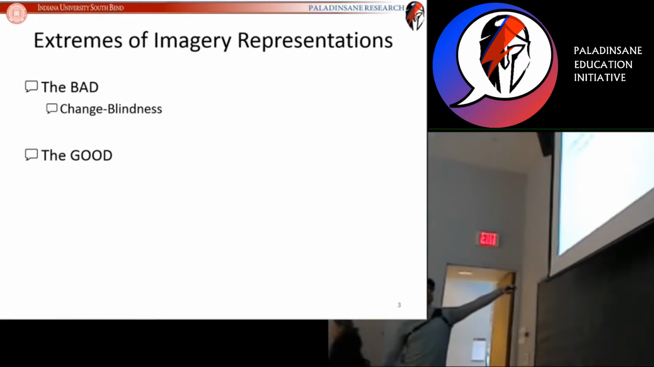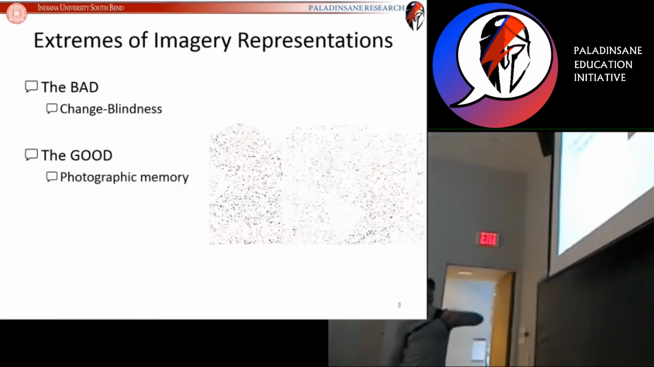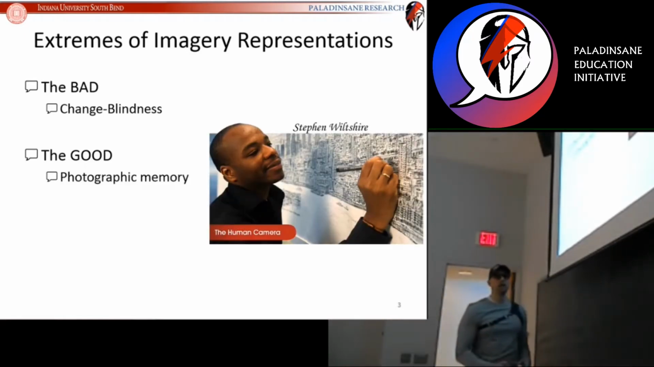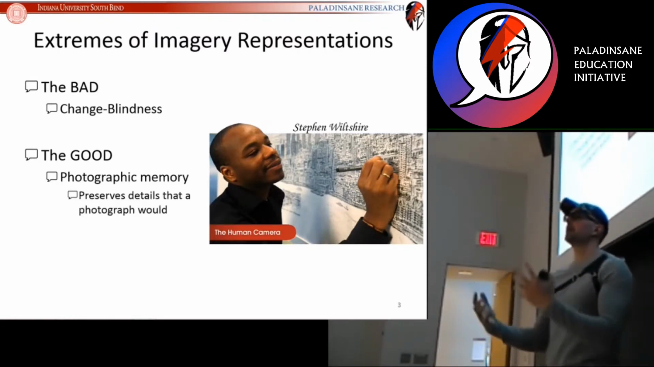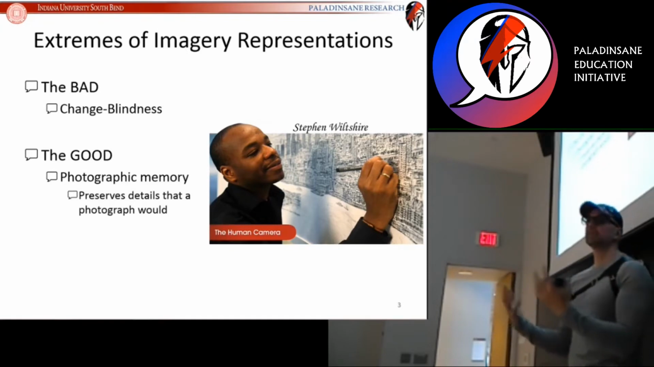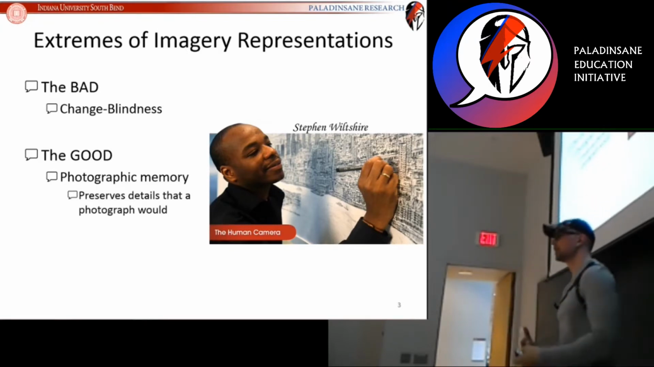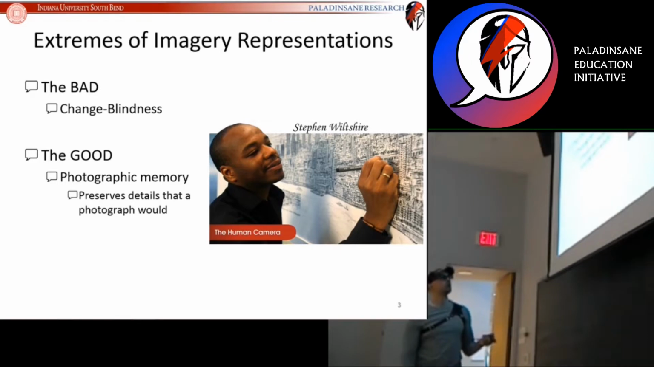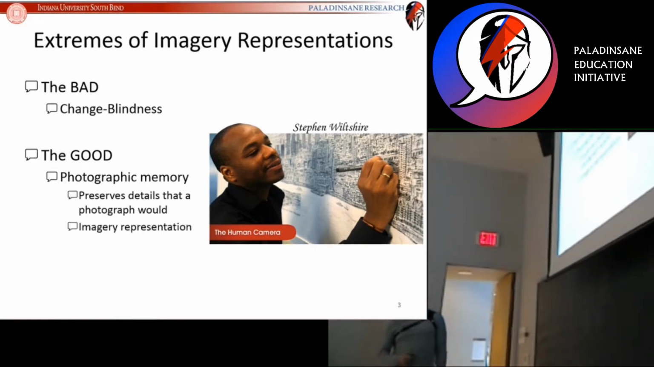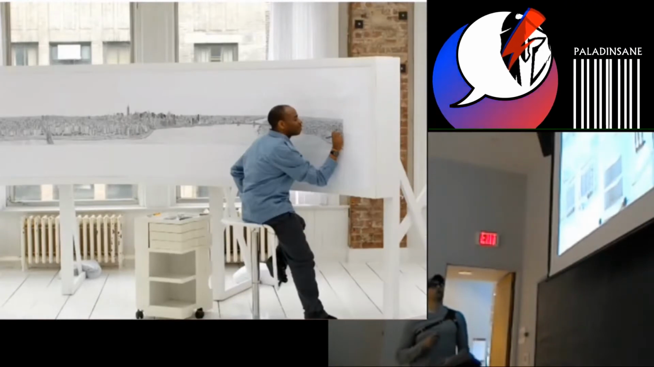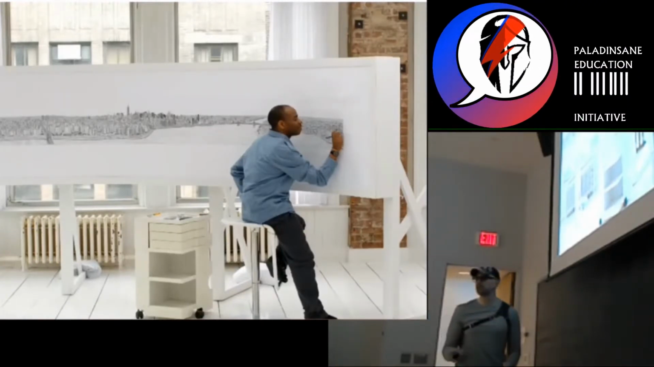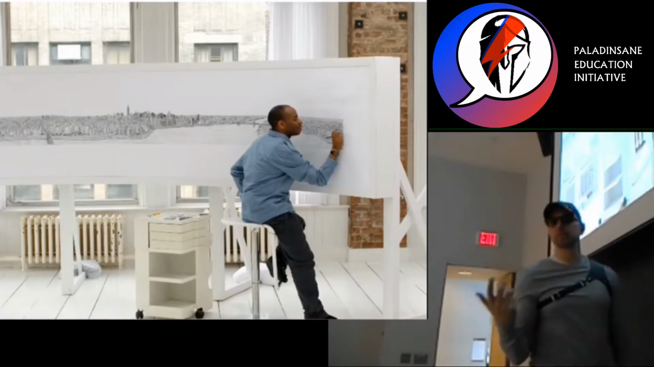Our representations, as revealed in change blindness, show that we don't really represent a lot of detail in our imagery representations. But then you get things like photographic memory and what we saw with Stephen Wiltshire, and we can see that in some individuals, their memory for image information almost seems limitless, almost seems boundless. His imagery representation is very detailed, and it preserves a ton of detail. And we saw this with his drawing of New York after a 20-minute helicopter ride.